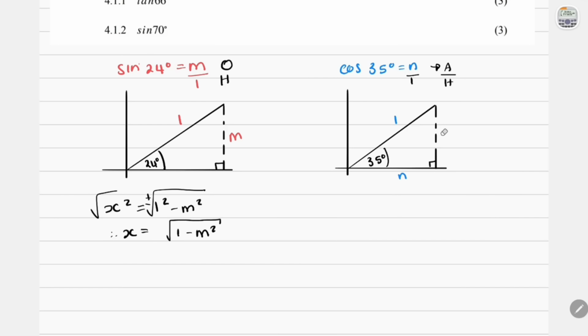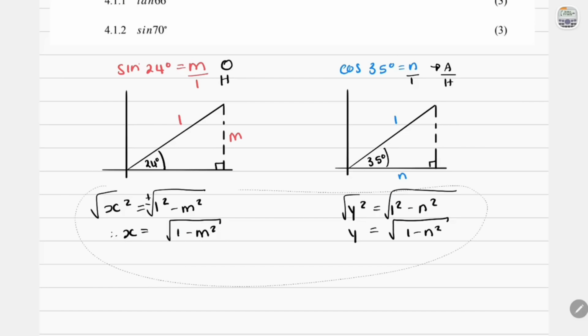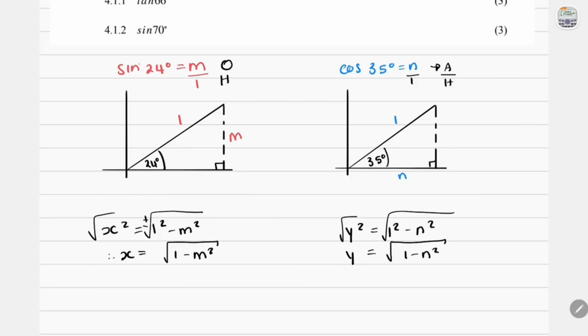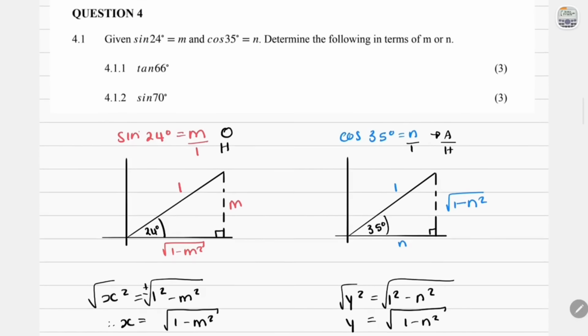Same thing over here to find this, which is a y value. So y squared equals hypotenuse squared minus n squared, and then square root both hand sides. And then y is also positive. It's equal to the square root of 1 minus n squared. Okay, so we know both of them, and we can just put them down and then find those values. So this is the square root of 1 minus m squared, and that is the square root of 1 minus n squared. And now let's find those that they asked us to find.